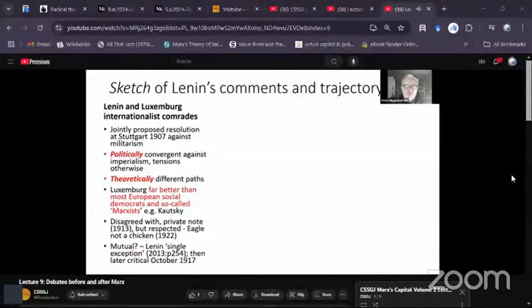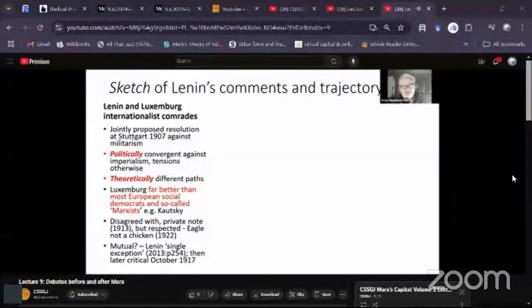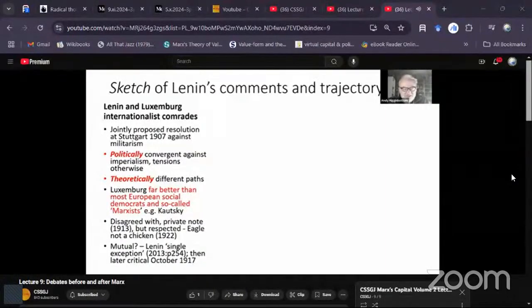So what's of interest is the movement between Lenin and Luxemburg, right? They both were politically converging against imperialism, but theoretically they took different paths. Luxemburg was the best of a very bad lot, as it turned out, which is Western European social democracy. Lenin didn't agree with Luxemburg's major work in 1913, but he definitely respected her. And I think that the respect was mutual. There's some conflicting evidence on that, right?